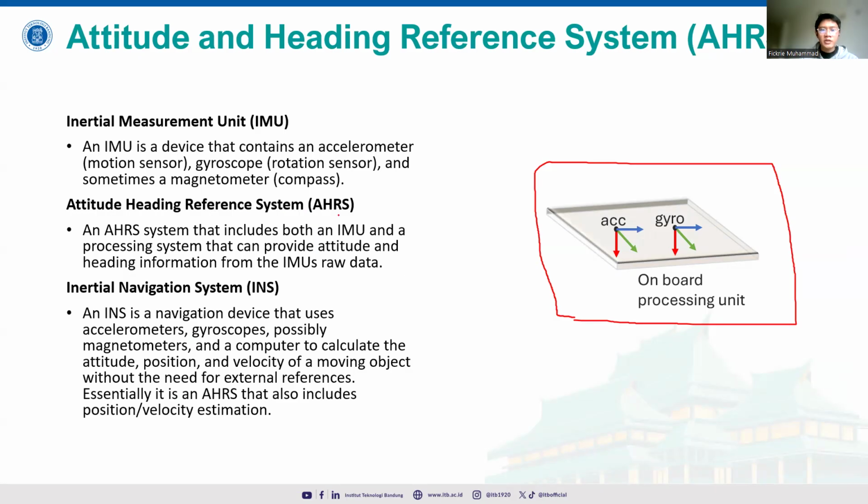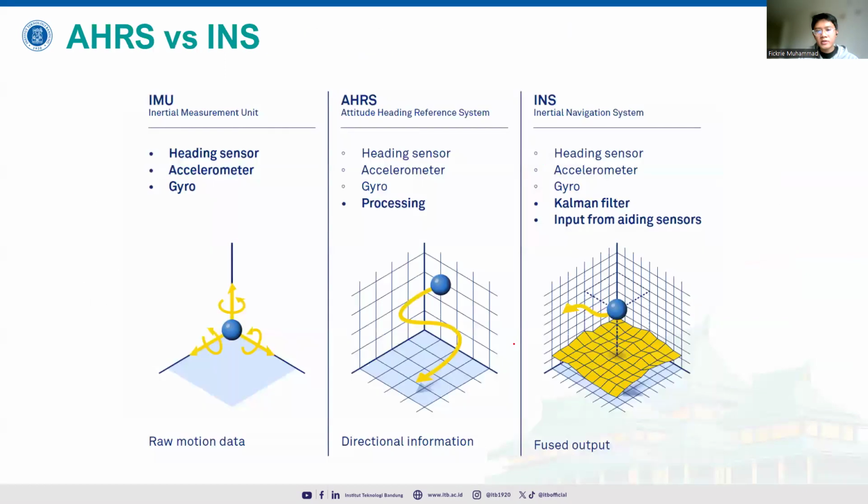Yeah, and basically from the IMU and the AHRS, we'll have the inertial navigation system. In navigation, it means that we also derive the position by integrating the velocity and accelerations, and also integrating the orientation inside our accelerations. So yes, basically it's AHRS, but also including the position and velocity estimations.